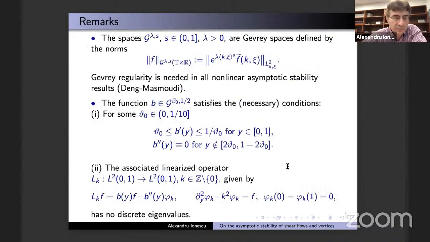Now there are a couple of spots in the theorem that require definition. So we have the Gevrey spaces. The Gevrey spaces are a certain way to measure smoothness of functions that turns out to be weaker.